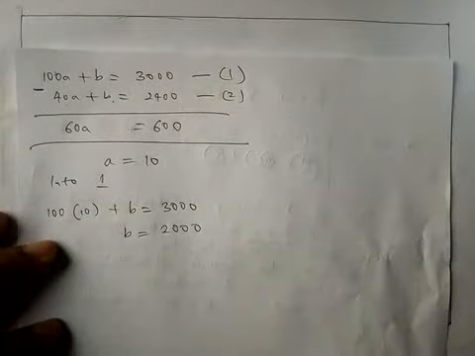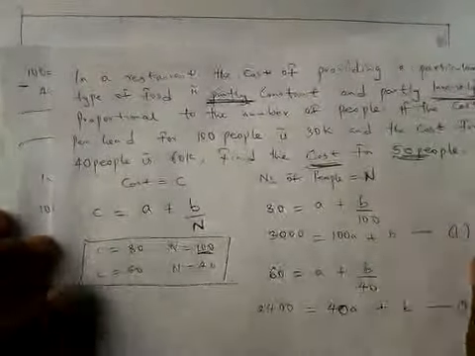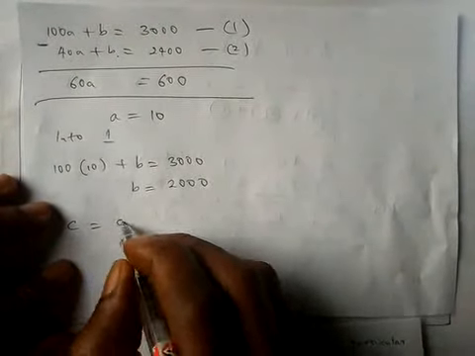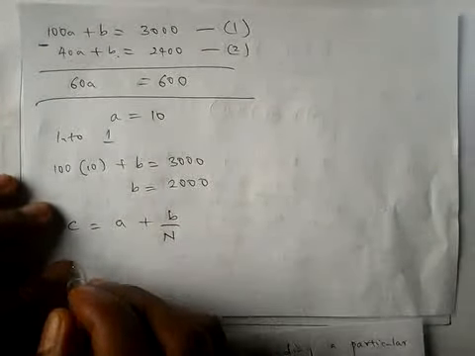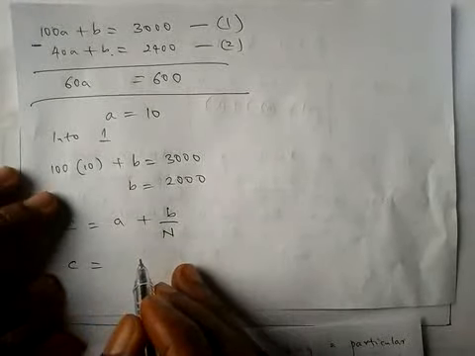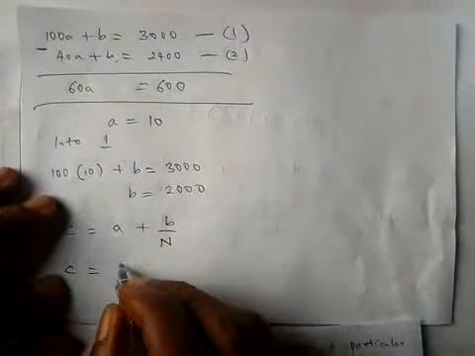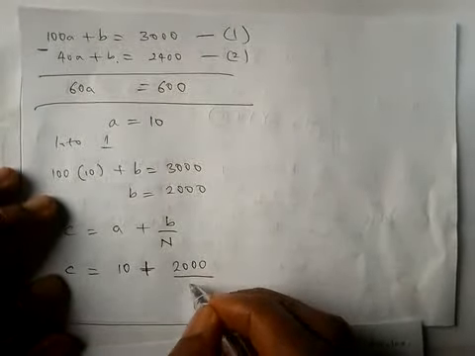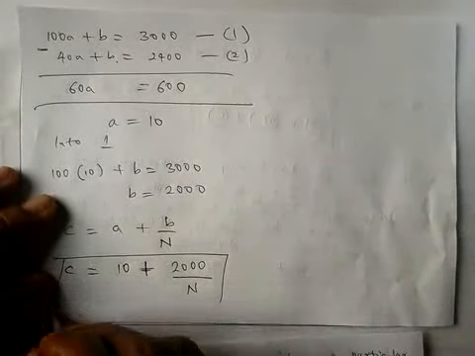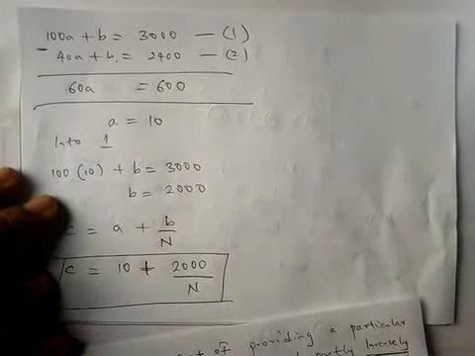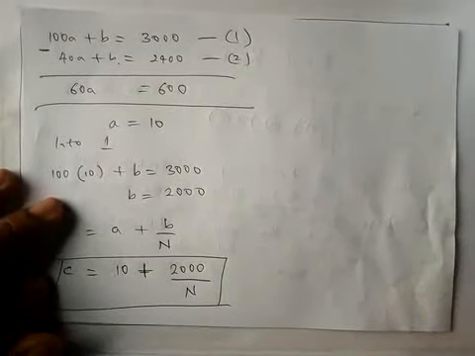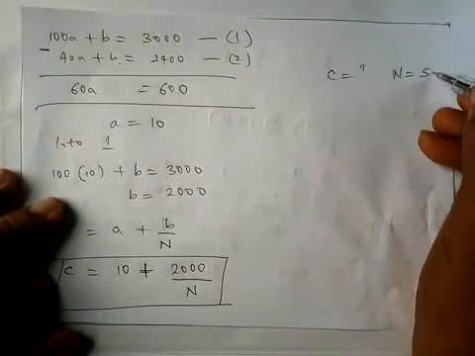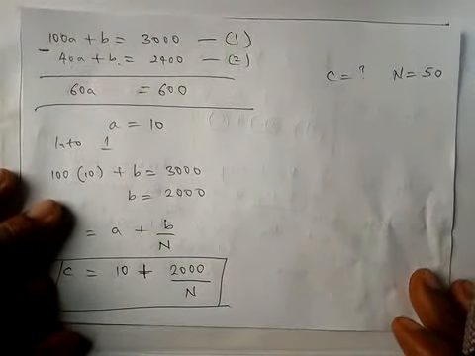Okay, so from here, we want to get the relationship now. It means that c is equal to a plus b over n can be written as c is equal to 10 over n plus 2000 over n. That's the relationship. With that relationship, we are told to find c when n is 50.